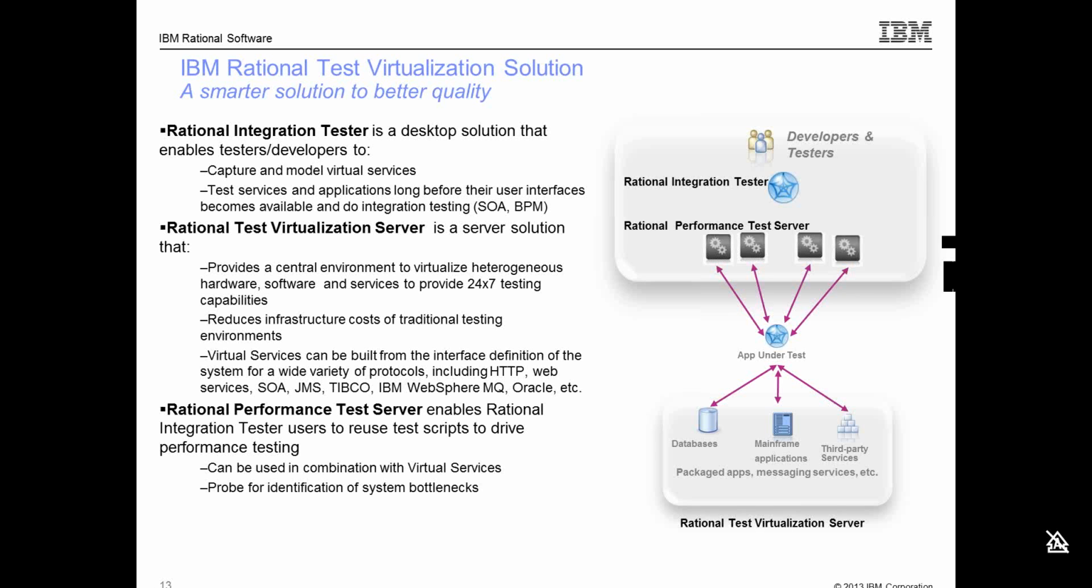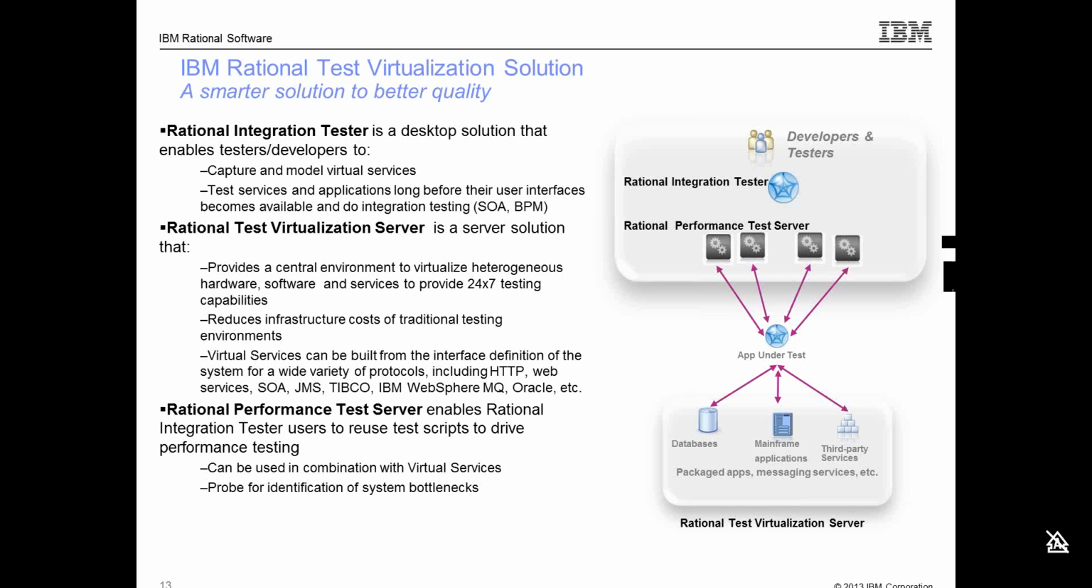So the first among them is the Rational Integration Tester, and it is a desktop solution that basically sits between your application under test and the back-end system. So this agent that we talked about that listens and captures the information and then models the services based on that information, this is Rational Integration Tester.